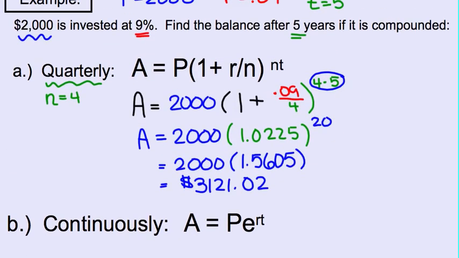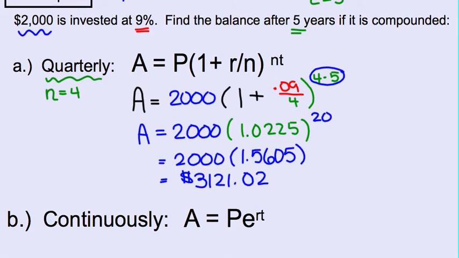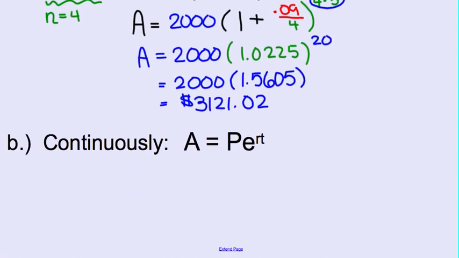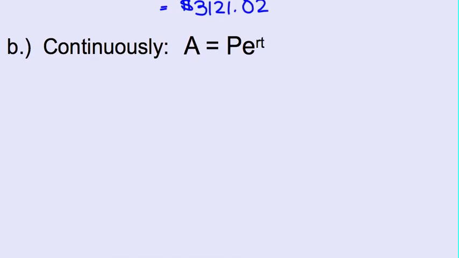If we go back to our problem, how much we should have in our savings account after 5 years, if we assume that 9% stays the same, no adding of money, we are left with $3,121.02. The second question asked now is it's continuous, so we have a new equation.